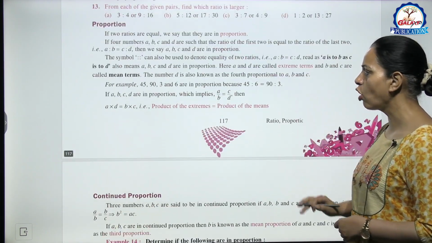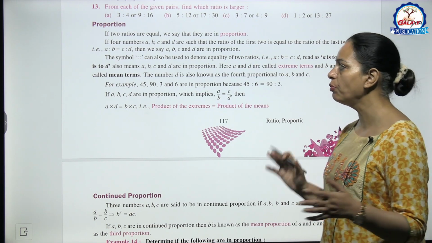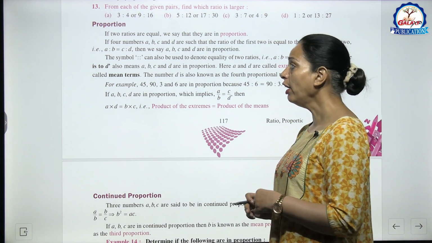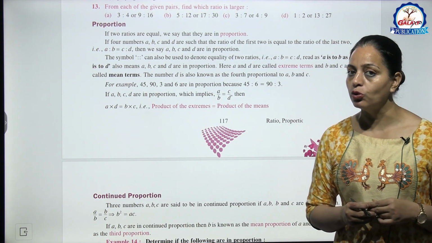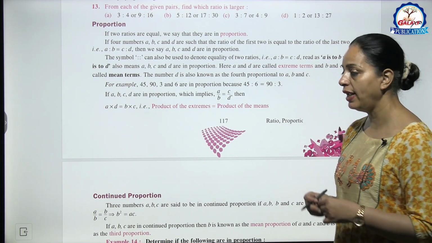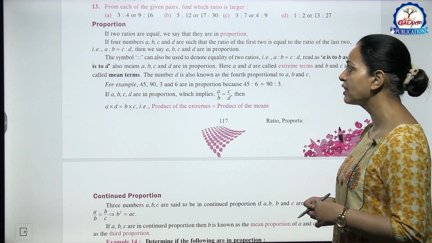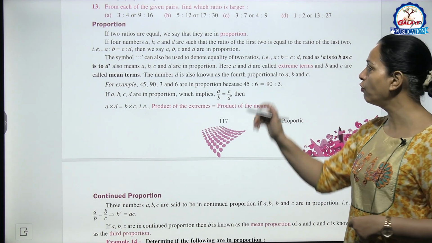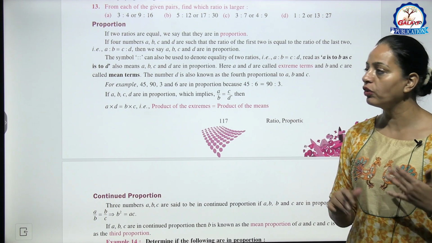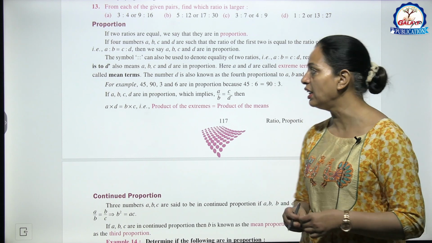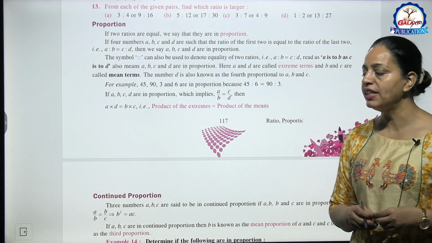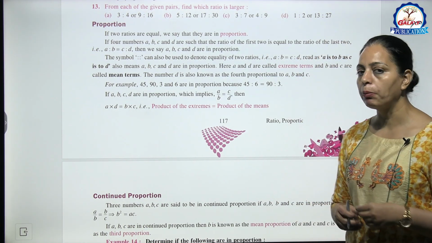Right? Now the next topic is proportion. What do you mean by proportion? If two ratios are equal, we say that they are in proportion. If four numbers A, B, C and D are such that the ratio of the first two is equal to the ratio of the last two, means A ratio B equals C ratio D, then we say that A, B, C and D are in proportion.